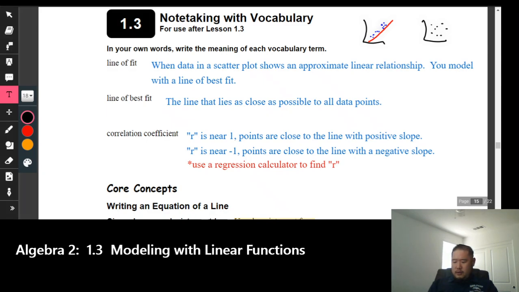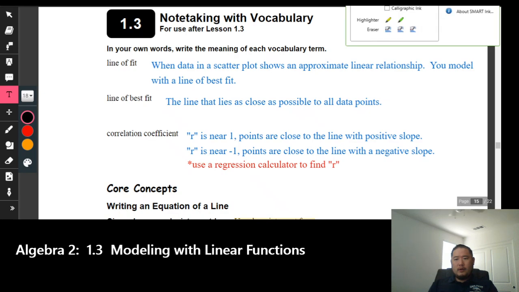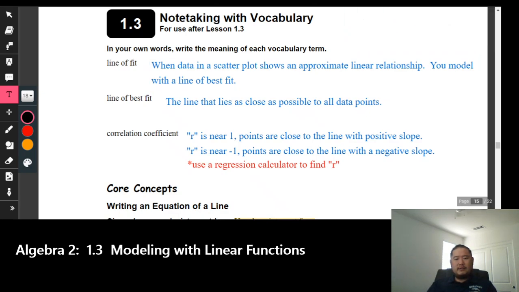So our next term, we have the line of best fit. That is the line that lies as close as possible to all data points. It's not going to be perfect unless it's actual linear growth or regression, where it's going up in a line or going down in a line. So if not, that's when we have to figure out, well, what is the line of best fit? Now, to do that by hand, it's pretty tedious.